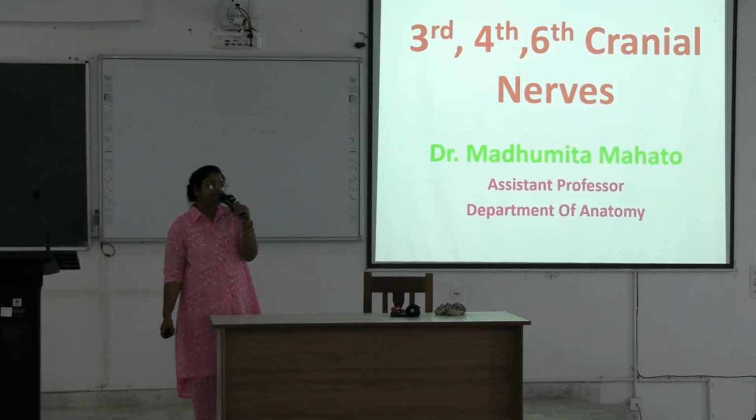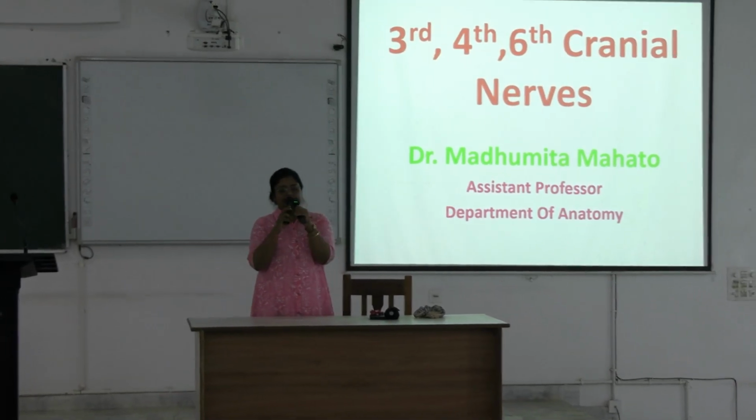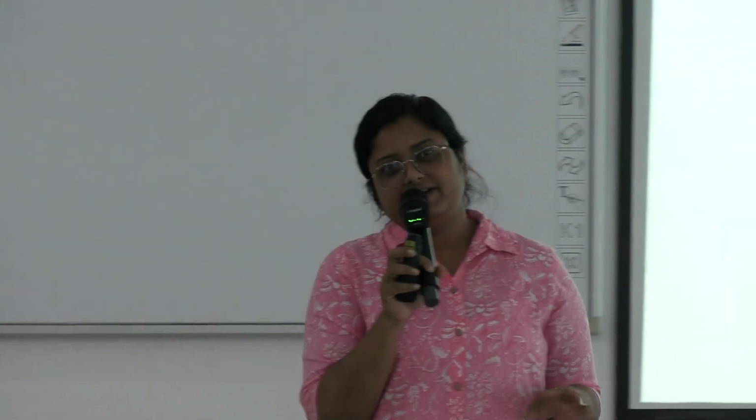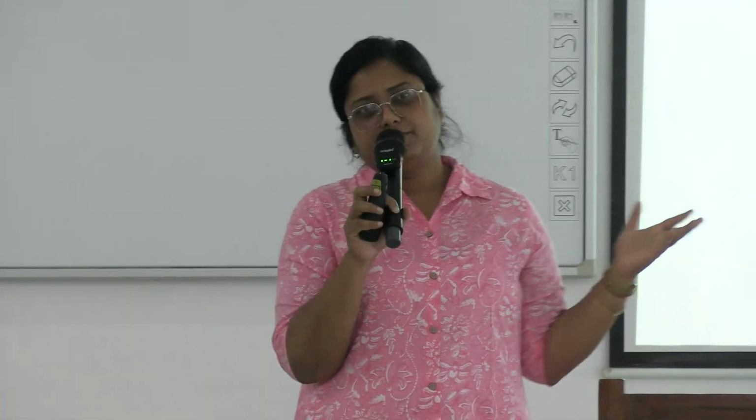So today we will discuss the third, fourth and sixth cranial nerves: the oculomotor, trochlear and abducens. They are mainly motor nerves for the extraocular muscles. We will discuss each individual nerve, their course, and the different components of the nucleus. These nerves are important for your theory.